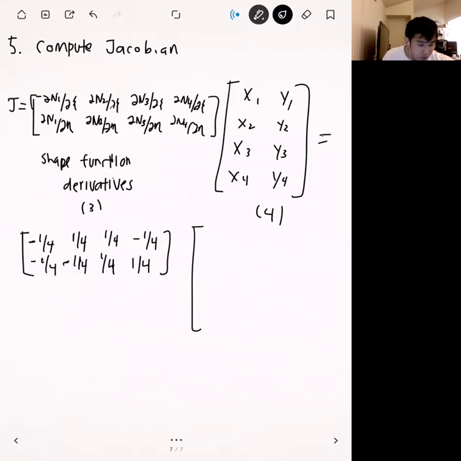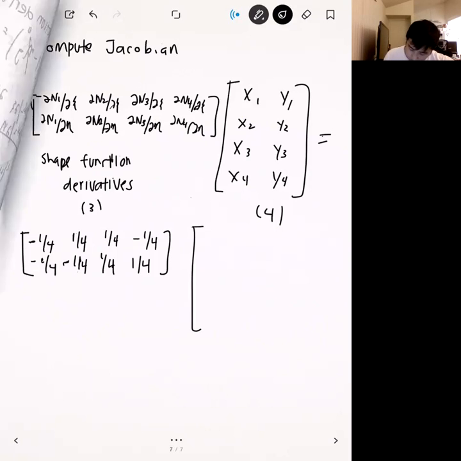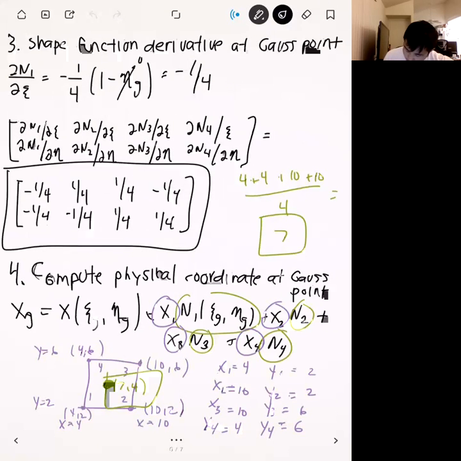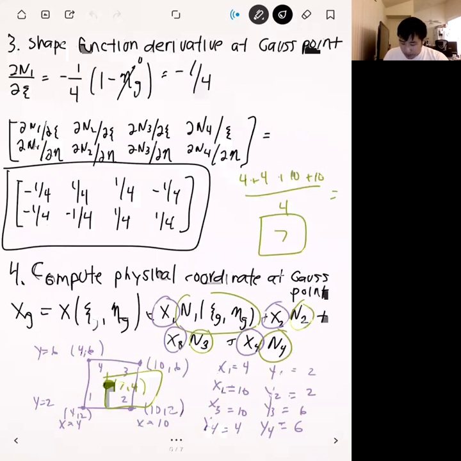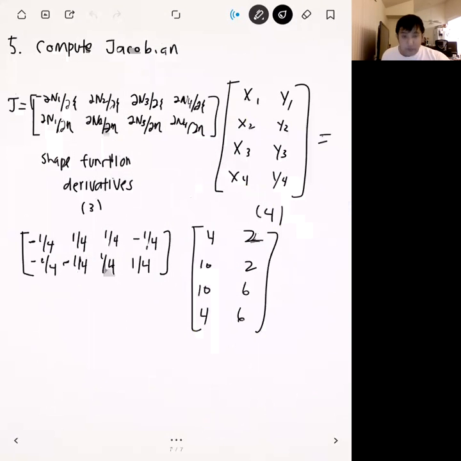And then for our nodal coordinates, we're just going to plug in the ones that we got before. So x1 in this case is, what did we say? x1 is equal to 4. We go 4, 10, 10, 4. And this can be 2, 2, 6, 6. Double check. Yep. Okay. And so let me open up MATLAB really quick and perform this matrix multiplication.